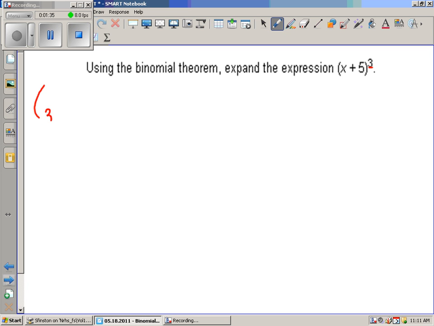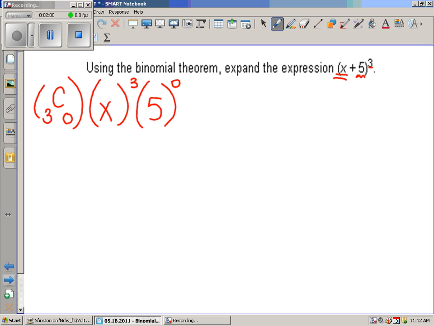So we do 3C0. They always start at 0, this formula. You take this guy right here, it goes in the first parenthesis, and you raise that to the 3rd power, the one that you started with. And then the other one, this 5, goes in the next one. We're going to do this calculation for all of them, so you have to go from 0 to 3.